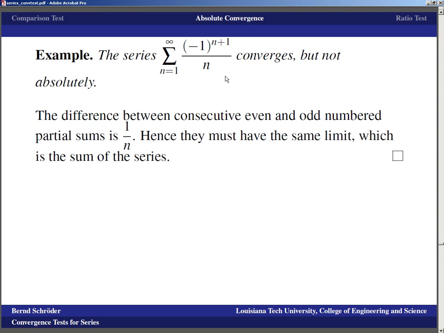This kind of alternating series approach is something that we're going to talk about some more when we discuss the alternating series test.